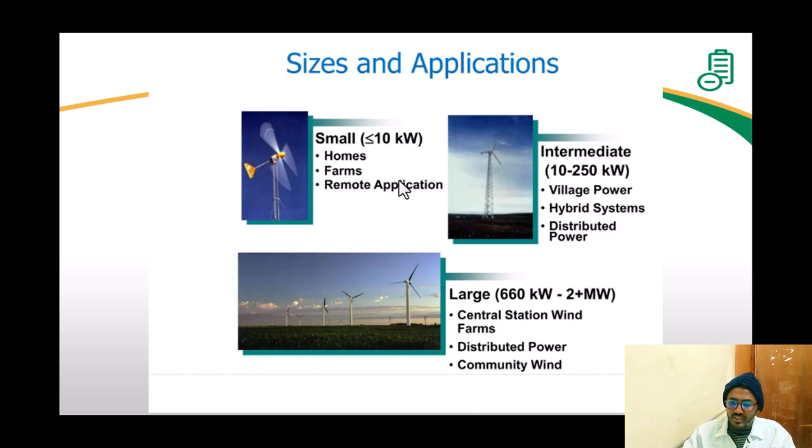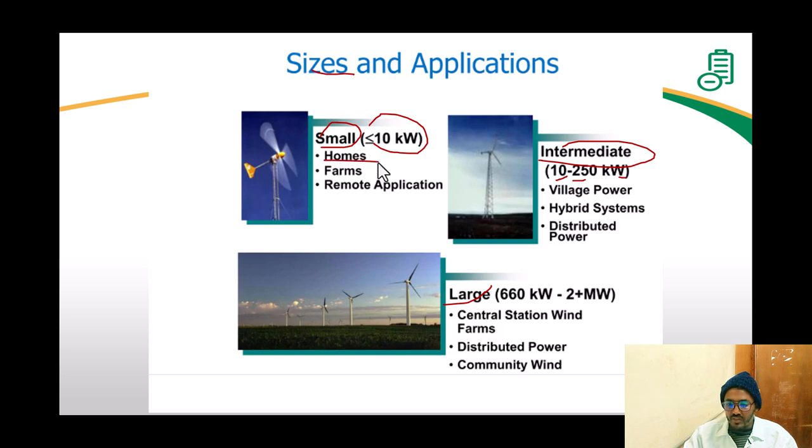So let's see the size and application. We have small wind turbines, small wind energy sources. First one is this one. We have intermediate. We have large. The smalls are less than 10 kilowatt. Intermediate is from 10 up to 250 kilowatt.